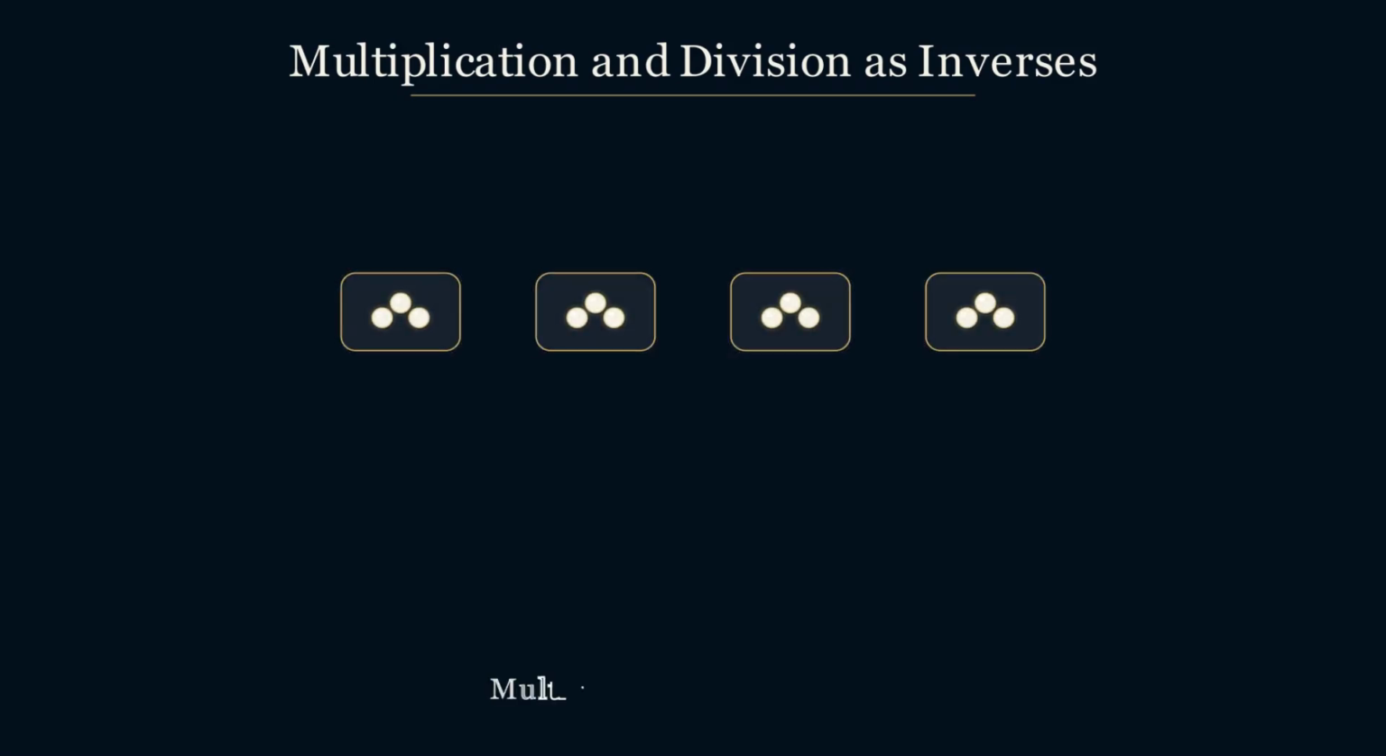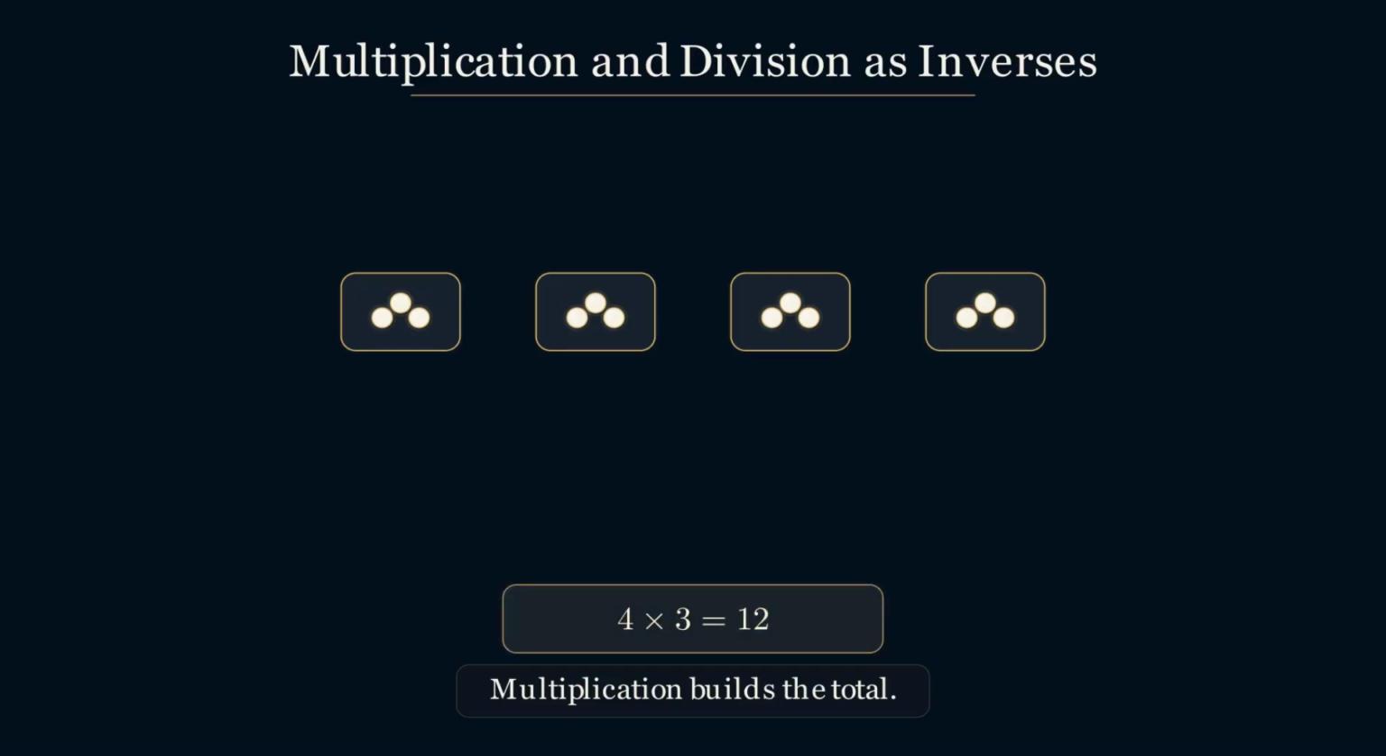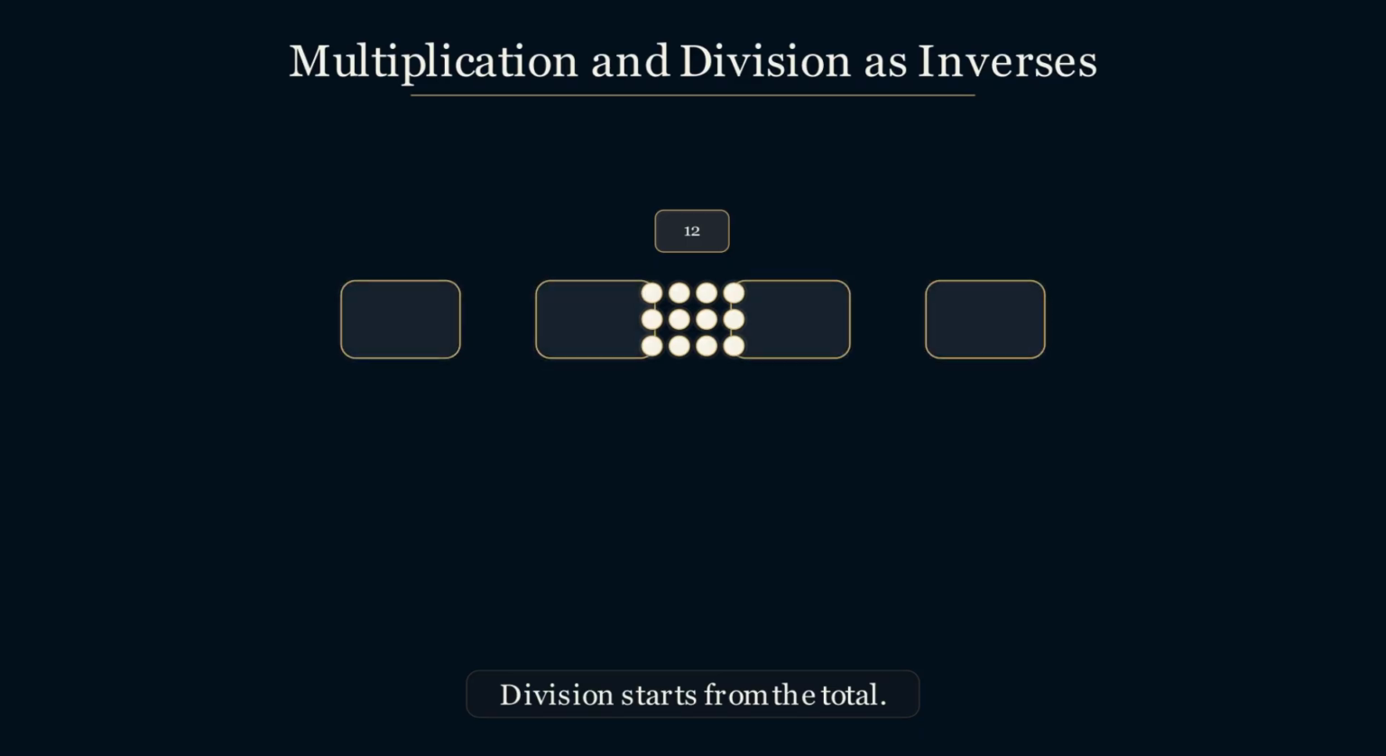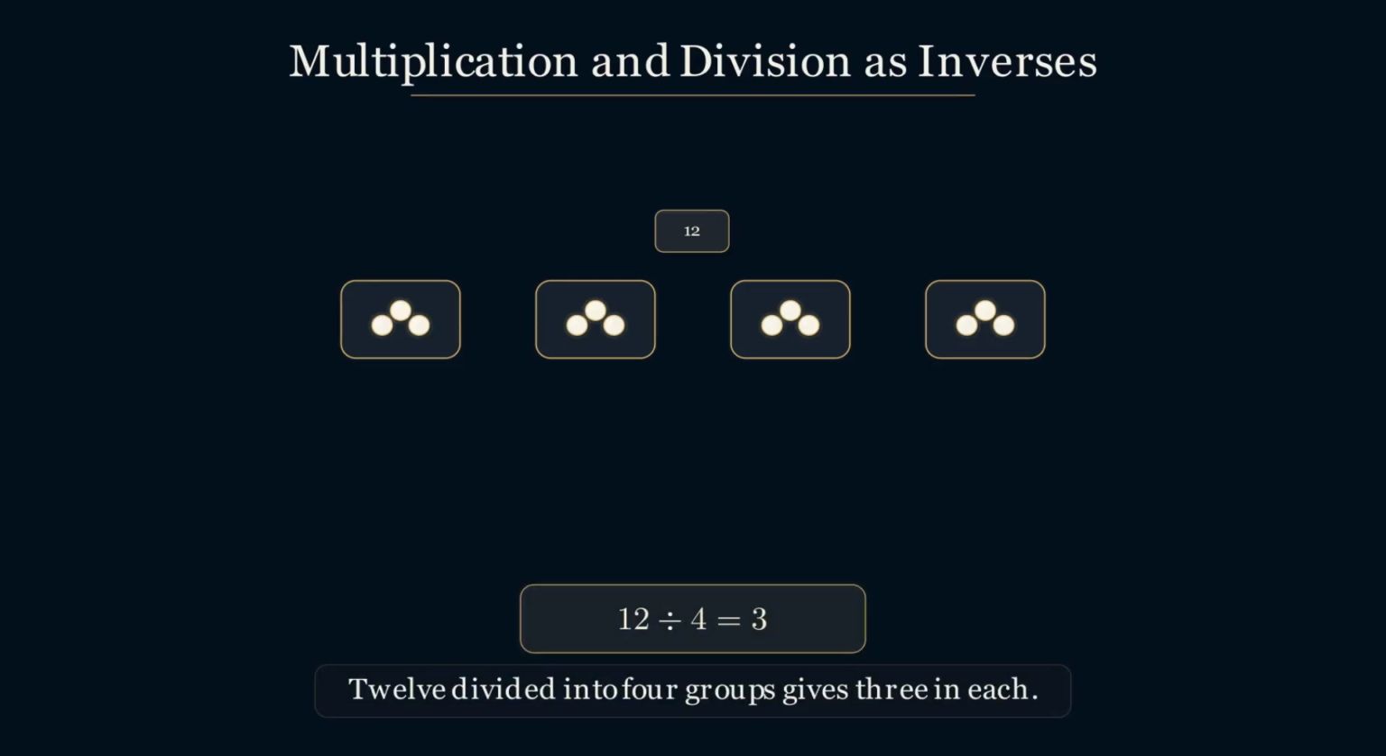Now look at multiplication and division as inverse operations. We begin with 4 groups of 3. Multiplication builds the total. 4 groups with 3 in each group gives 12. 4 times 3 equals 12. Now keep the same 12 counters and start again from the total. If 12 is divided into 4 equal groups, each group has 3. 12 divided by 4 equals 3.